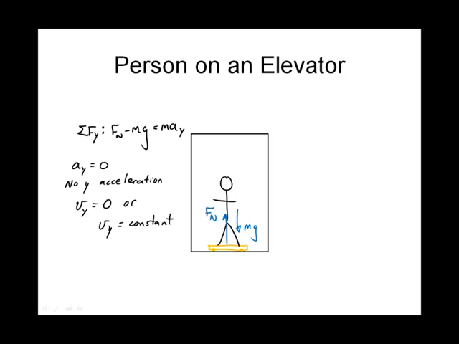So in this scenario where you have constant velocity or 0 velocity, then the normal force minus mg is equal to 0, and so the normal force is equal to your weight, and the scale is going to read exactly what you think it should.